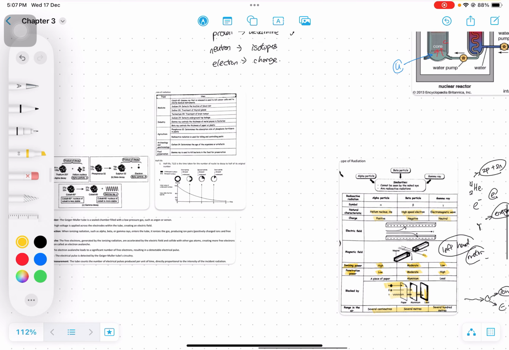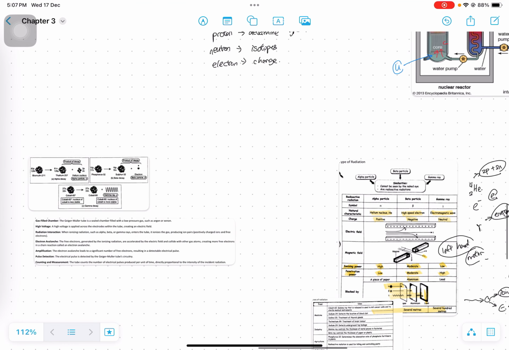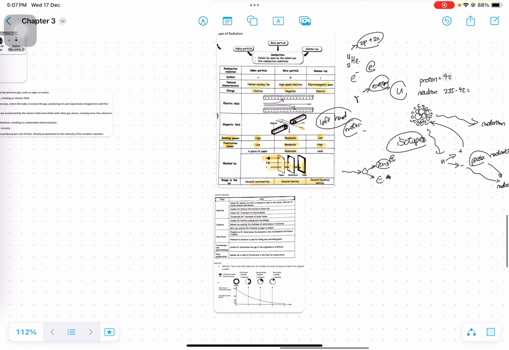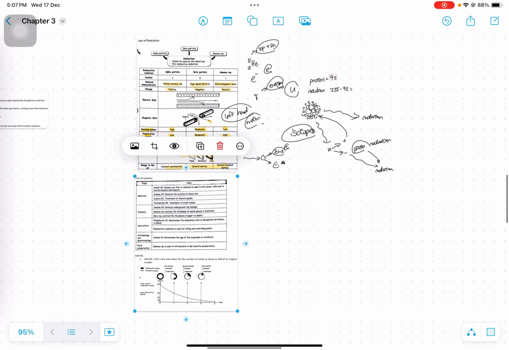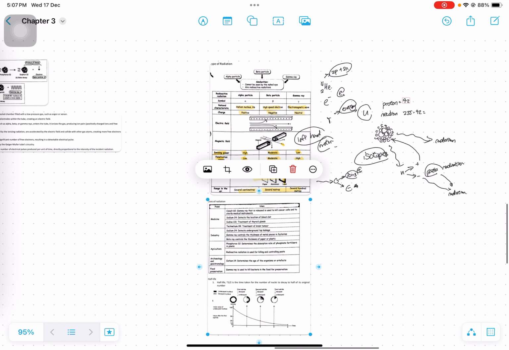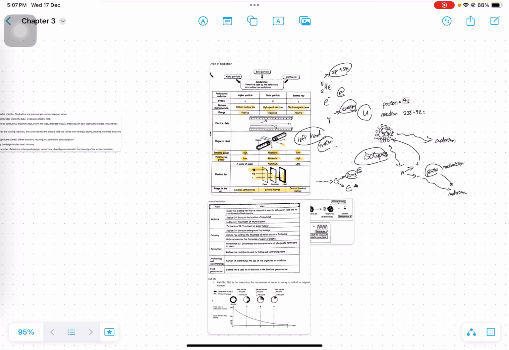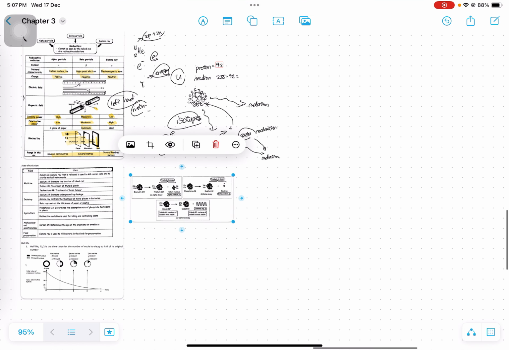Okay, let's go into the other part. So we already understand the different types of radiation. We need to understand what the use of them is. What is the use of those particles? Before that, I'm going to show some of the radiation.